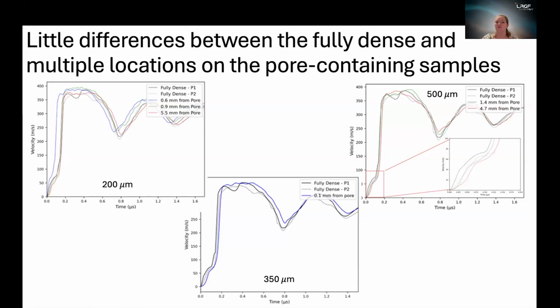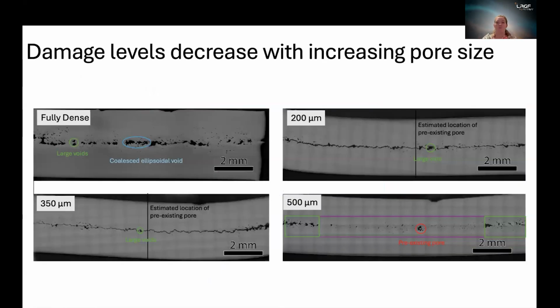So the PDV doesn't really show all that much of a difference between the 200 micron, 350 micron, and 500 micron pores. But when we cross-section these materials and actually look at the damage plane, we see a very big difference when comparing these samples.